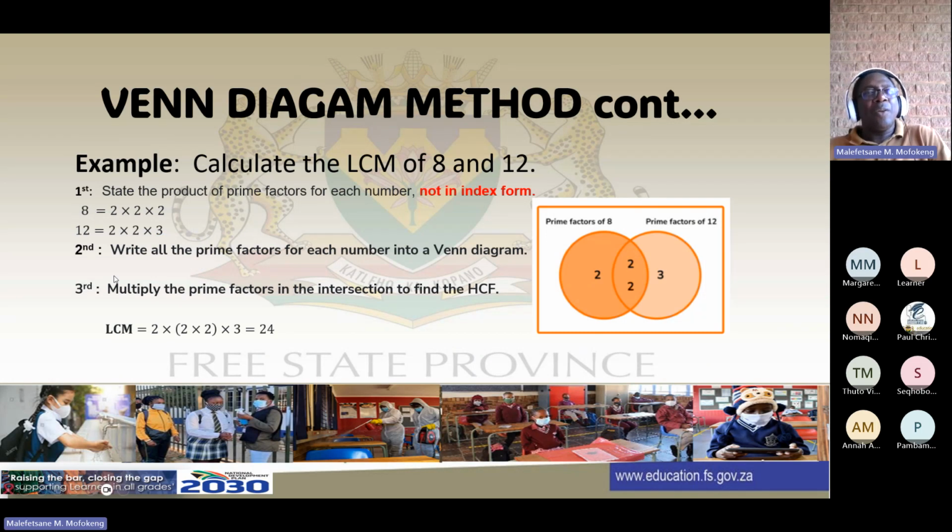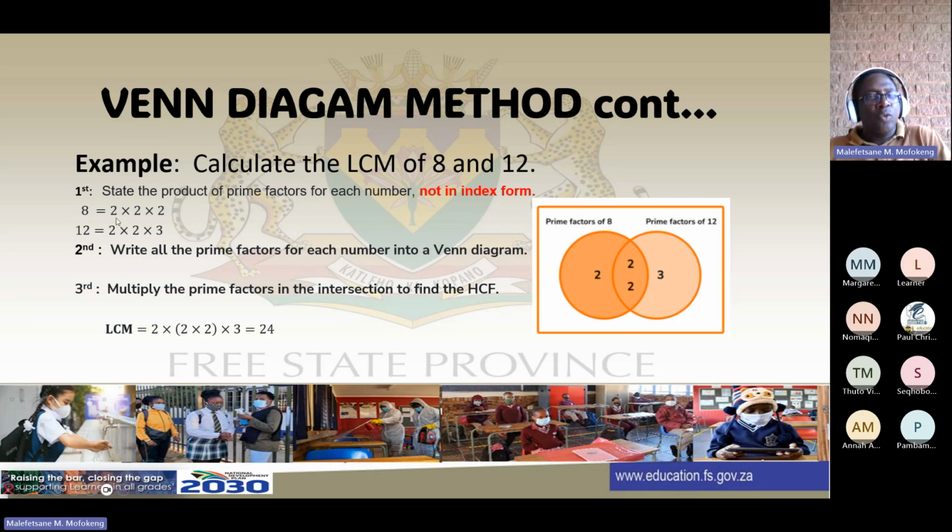We can also use a Venn diagram method to find the lowest common multiple of 8 and 12. First, as indicated, you write all the prime factors of the two numbers. They should not be in the index form. The prime factors of 8 are 2 multiplied by 2 and multiplied by 2. And of 12 are 2 multiplied by 2 and multiplied by 3.